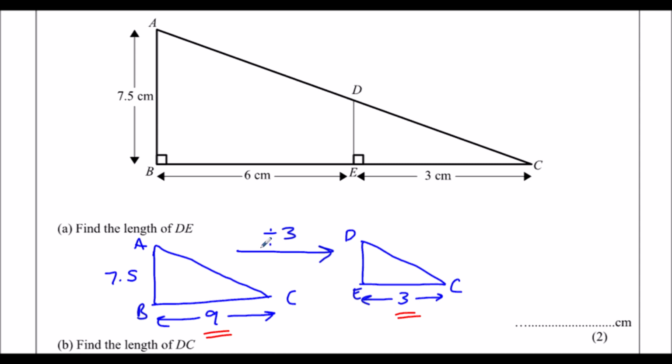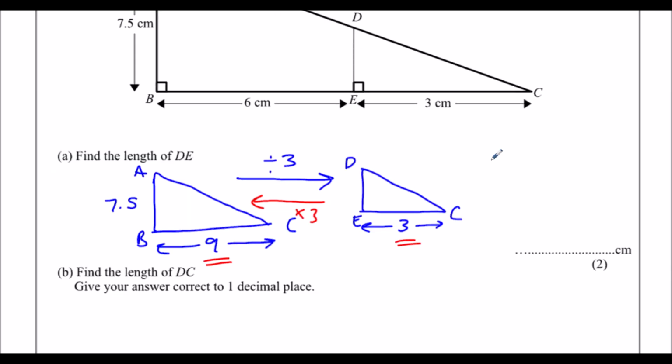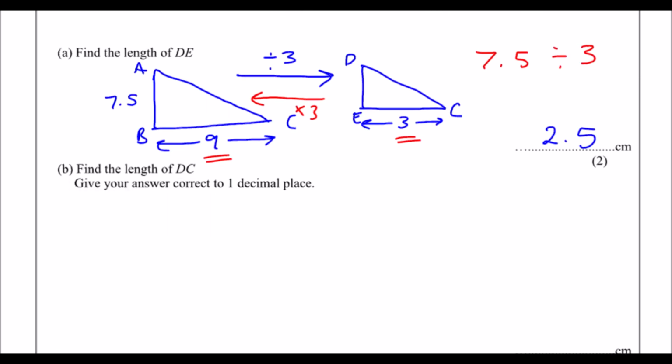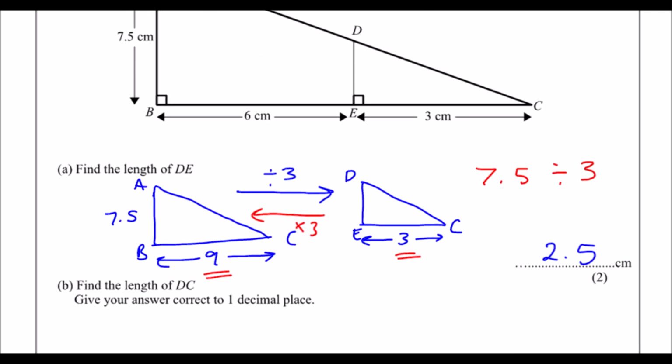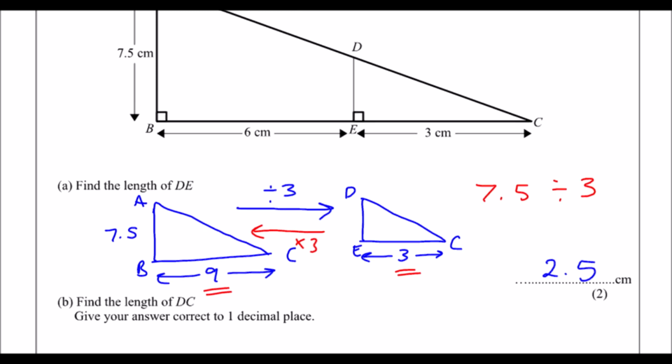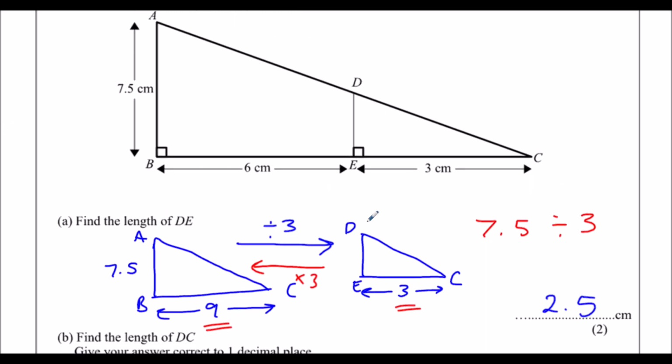To go from the small shape to the big shape, we times by 3. 3 times 3 makes 9. So to go back, we divide by 3. 9 divided by 3 makes 3. So DE is 7.5 divided by 3, which is 2.5 centimeters. Part B, find the length of DC. Give your answer correct to 1 decimal place.